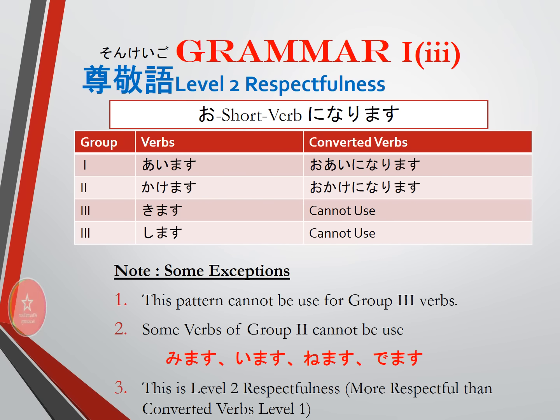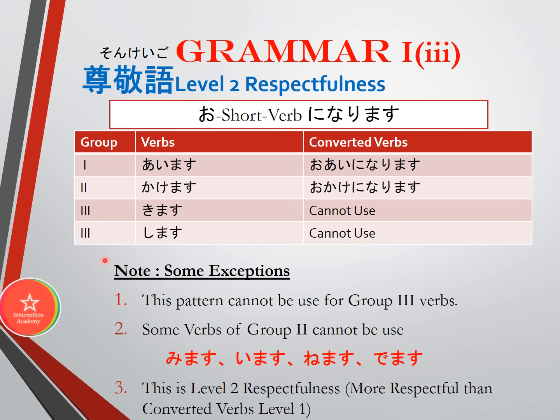Well, in this slide, we will be talking about the second way of expressing sonkeigo. That is to use ni narimasu. At the beginning of the verb, we have to add a o, and then short verb ni narimasu. For example, aimasu become o ai ni narimasu. Aimasu, the short form is ai. Kakemasu becomes o kake ni narimasu.